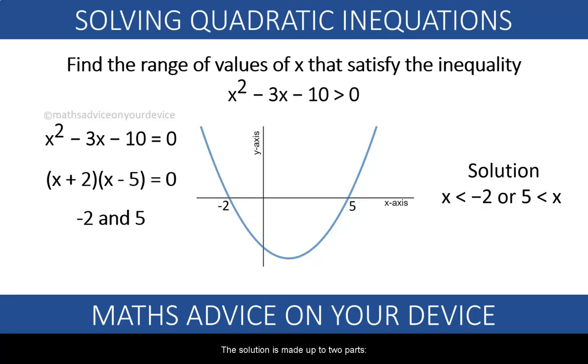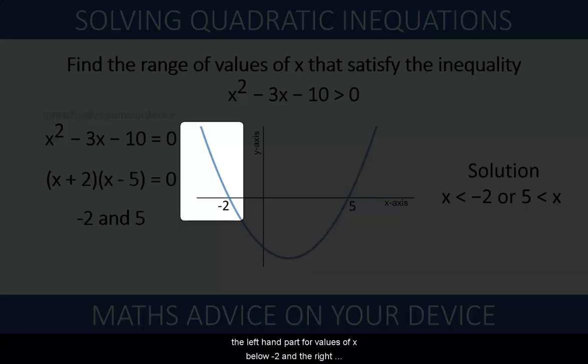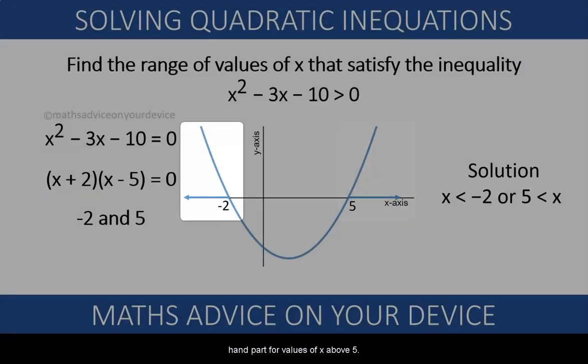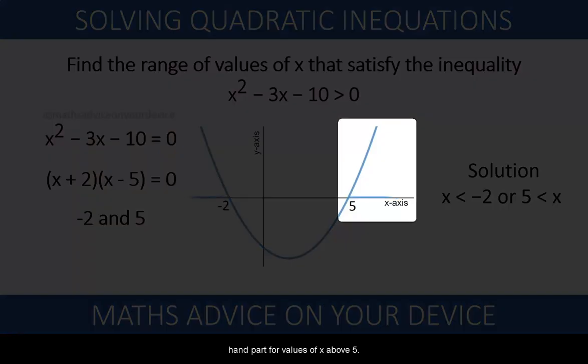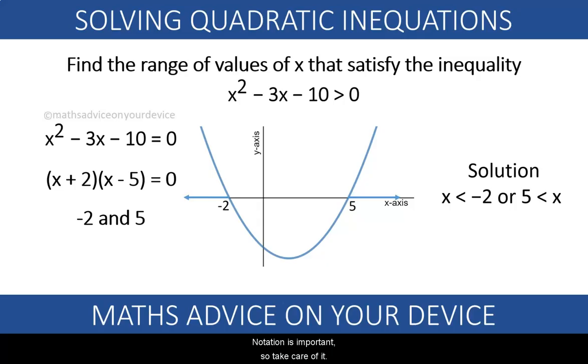The solution has two parts. The left-hand part for values of x below minus 2 and the right-hand part for values of x above 5. Notation is important, so take care of it. This is the way you are expected to write it.